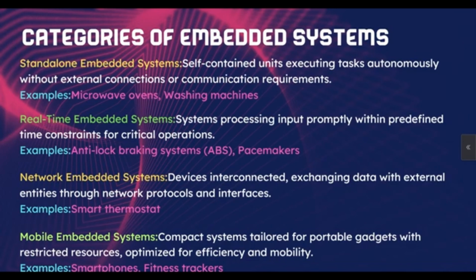Next is real-time embedded system. These are systems processing input promptly within predefined time constraints for critical operations. Examples: anti-lock brake system, that is ABS, and pacemakers. Next is network embedded system. These are devices interconnected, exchanging data with external entities through network protocols and interfaces. An example is a smart thermostat. Next and last is mobile embedded systems. These are compact systems tailored for portable gadgets with restricted resources, optimized for efficiency and mobility. Examples are smartphones and fitness trackers.